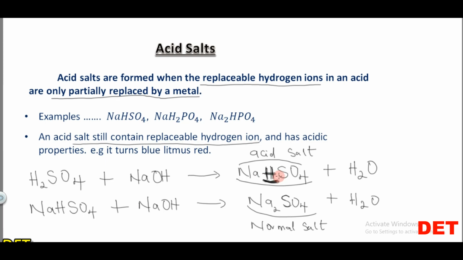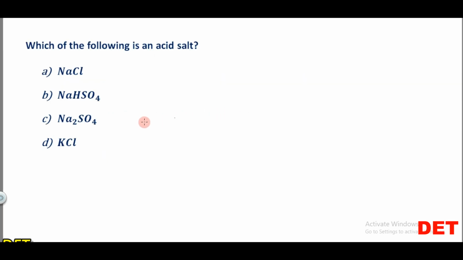So how to identify an acid salt? Whenever you look at a compound, a salt, and you see hydrogen ion inside, it tells you that that salt is an acid salt, all right? So let's look at this question. Which of the following is an acid salt? A, we have sodium chloride. B, we have sodium hydrogen tetraoxosulfate 6. C, we have sodium tetraoxosulfate 6. And D, we have potassium chloride.